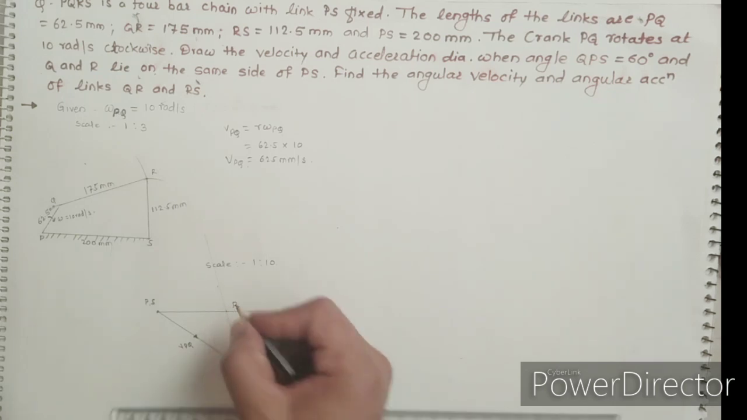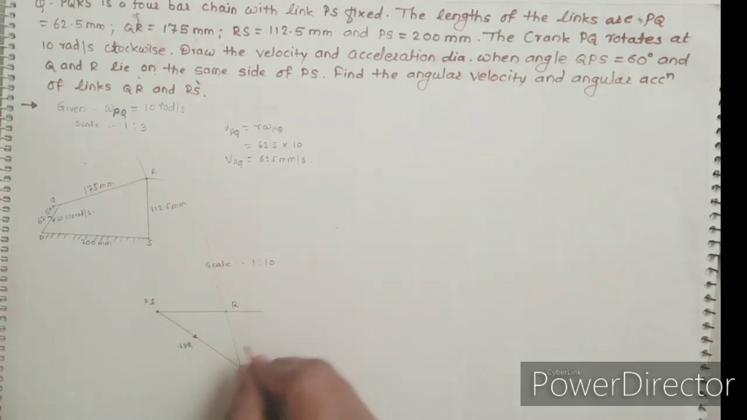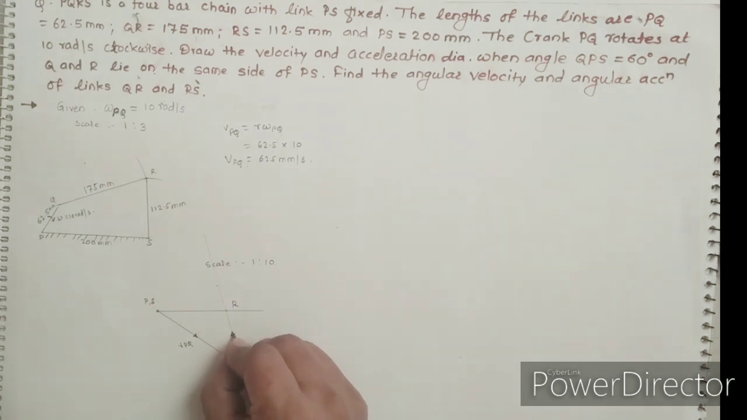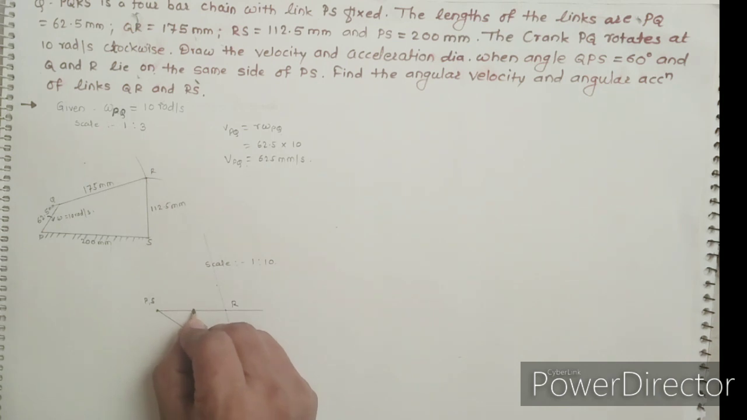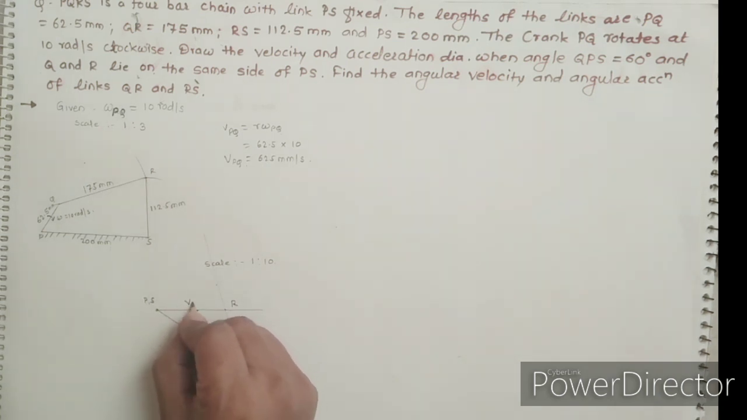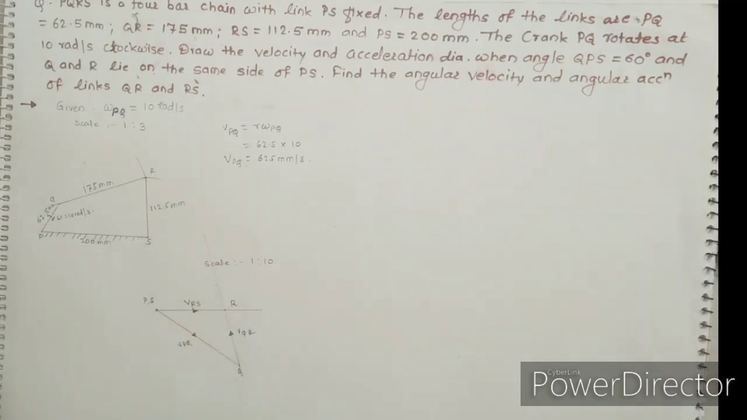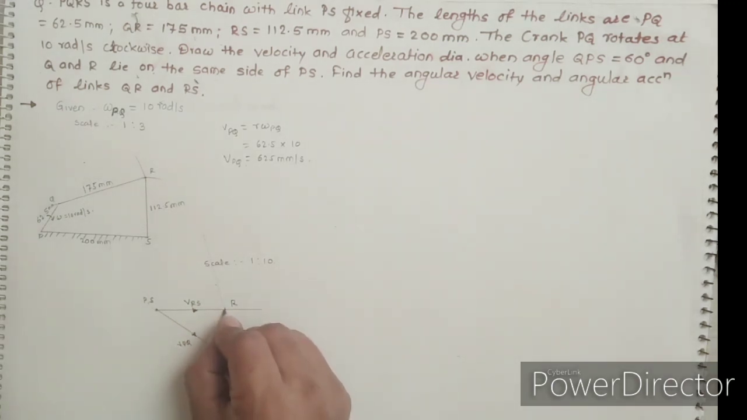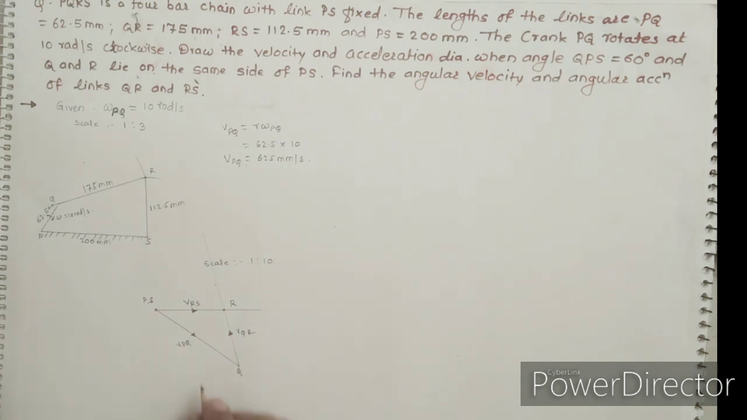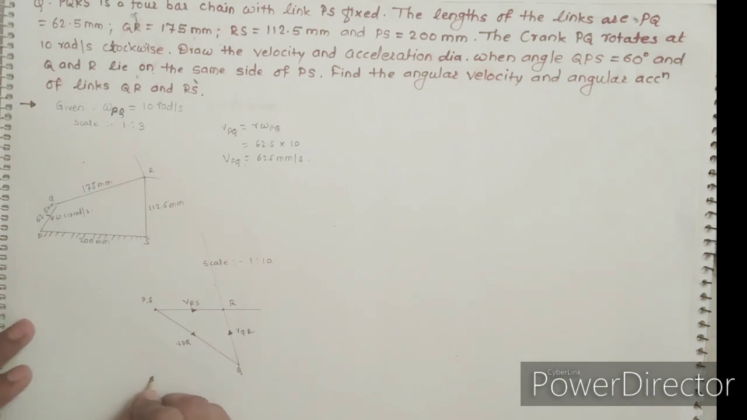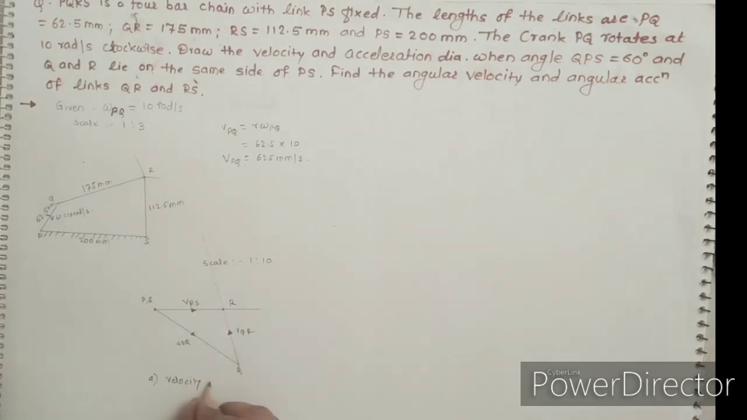Here is the velocity diagram. This is the velocity QR, and this is the velocity of link RS, and PS is fixed. This is the velocity diagram, the velocity polygon.